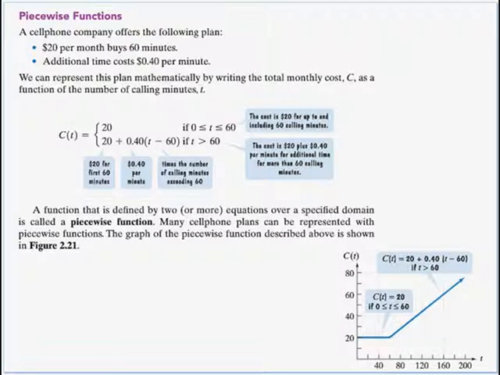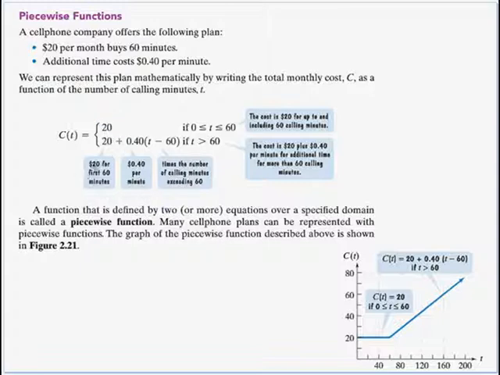Okay, a little thing here to wrap up with are piecewise functions. Piecewise functions are defined in different pieces. Here's our function c of t, and this is about a cell phone plan. It says the plan costs $20 per month that buys 60 minutes, and then additional time is 40 cents a minute. So we can represent this plan mathematically by writing total cost as a function of the number of calling minutes t. So c of t is equal to 20 if you're somewhere between 0 and 60 minutes. You got 60 minutes for your 20 bucks.